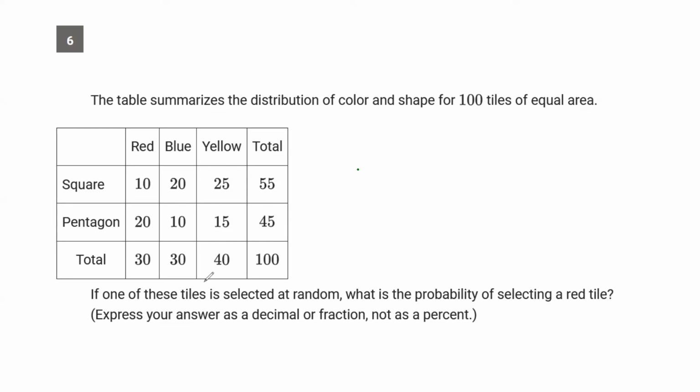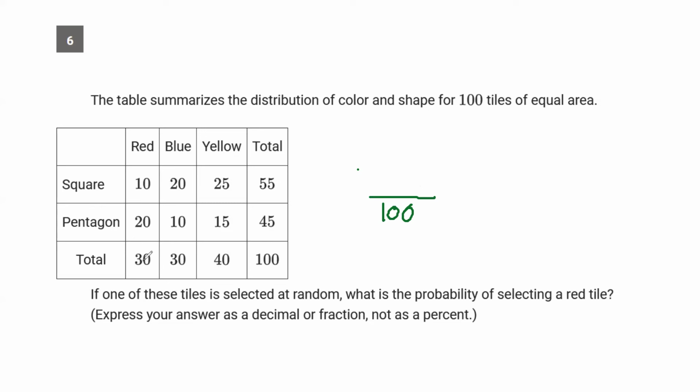If they had told us that, we'd have to choose between the square and the pentagon. They just say any of the tiles. So the bottom is going to be 100. So it's out of the total 100. And then out of the total 100, how many are red, right? So you're going to do, there's 10.